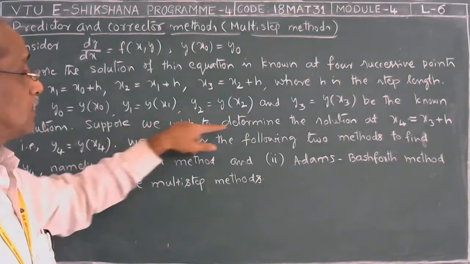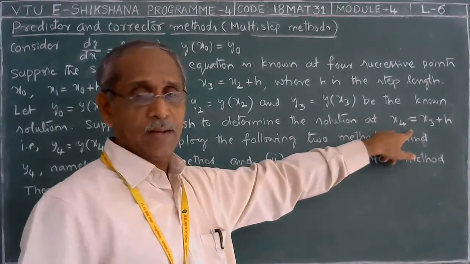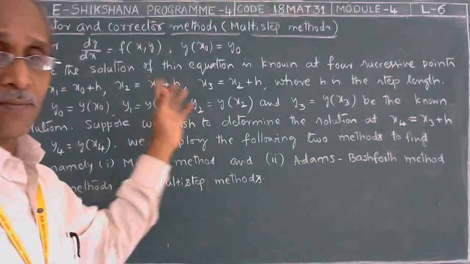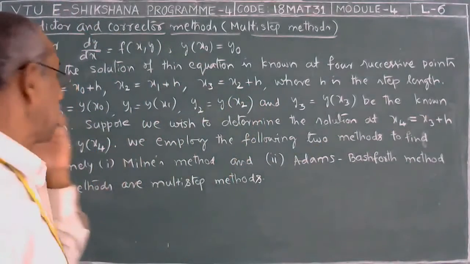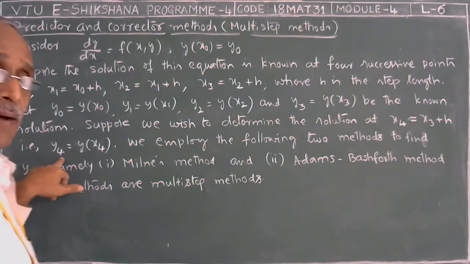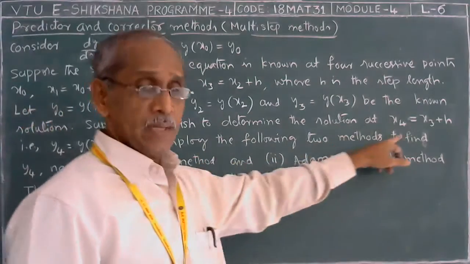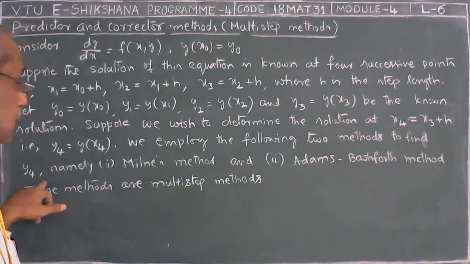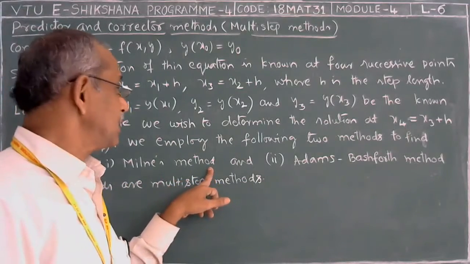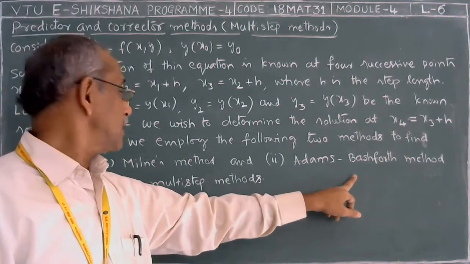Suppose we wish to determine the solution at x4, the next value of x after x3, that is x3 plus h, the equidistant values of x. That is y4, finding y at x equal to x4. We apply the following two methods to find y4, namely Milne's predictor corrector method and Adam-Bashforth predictor corrector method.